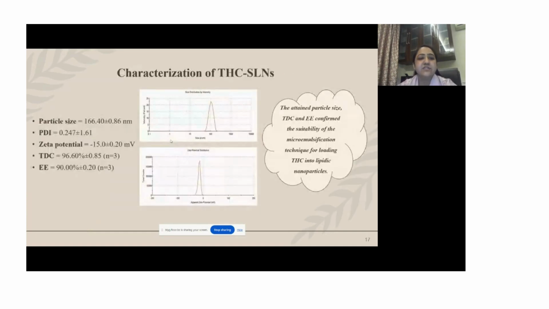So next is characterization. For nanoparticles, I observed a particle size of 166 nanometer, which is less than 200 nanometer. So it can easily permeate through the skin because the particle size is very small. And with the PDI 0.247 and zeta potential minus 15, we can say our formulation is stable. And TDC is 96.6% and entrapment efficiency is 90%. So on the basis of particle size, TDC, and entrapment efficiency, we can confirm the suitability of our method for loading THC into the lipidic nanoparticles.